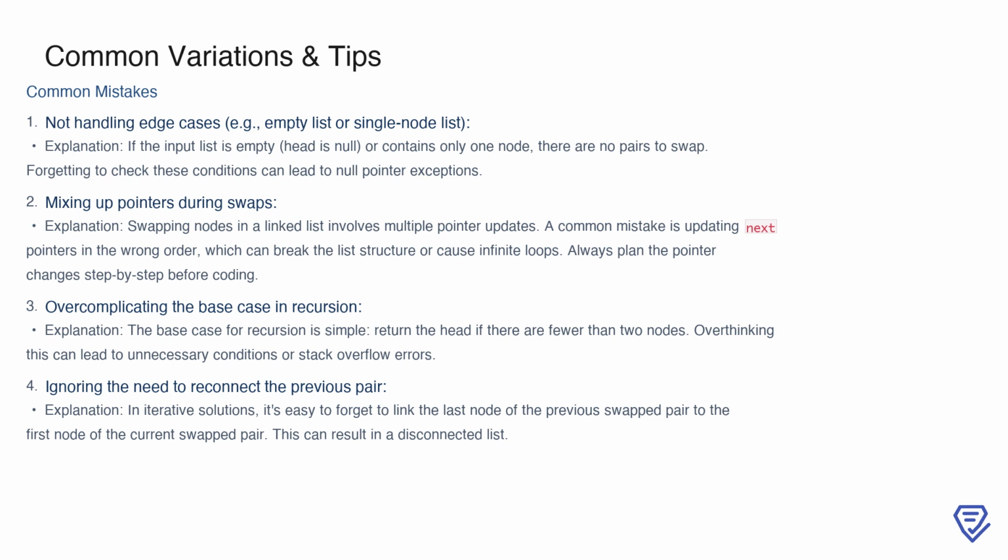Another frequent issue is mixing up pointers during the swapping process. Swapping nodes in a linked list involves updating multiple next pointers, and doing this in the wrong order can break the structure of the list or even cause infinite loops. To avoid this, it's helpful to plan out the pointer updates step by step before you start coding.